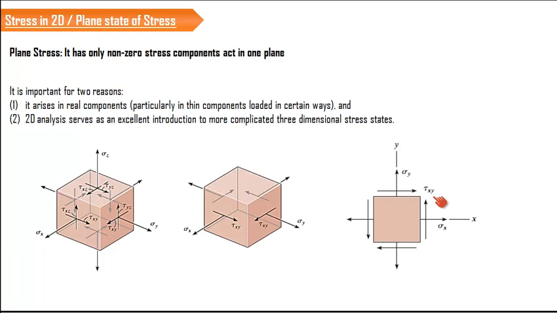This is very helpful in analyzing very thin structures like thin cylinders. It is very useful because the area is very thin and it can be considered as a plane state. And one more major reason to study this is that once you understand the stress transformation happening in a two-dimensional plane, it will help you to understand the transformation in three dimensions very easily. So it makes things very simple.